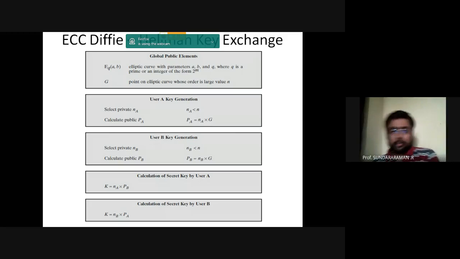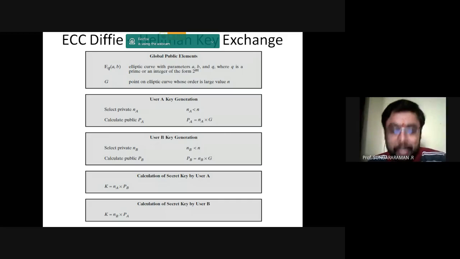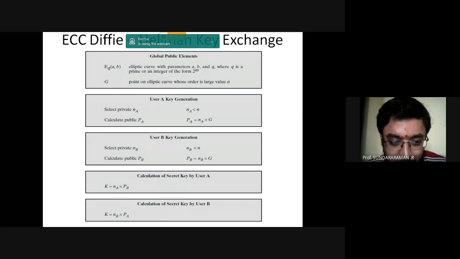Pb can be substituted as Pb is equal to Nb into G. So Na into Nb into G. If you just interchange the position, Nb into Na into G. So Nb into Na into G at user A, Na into Nb into G at user B. So both of them will be getting the same answer.